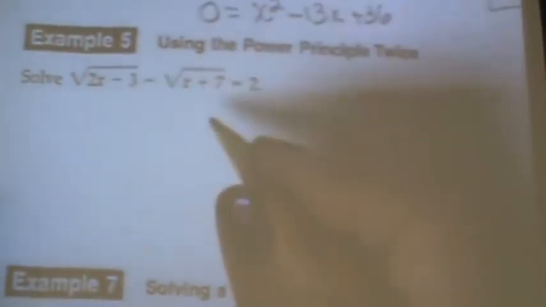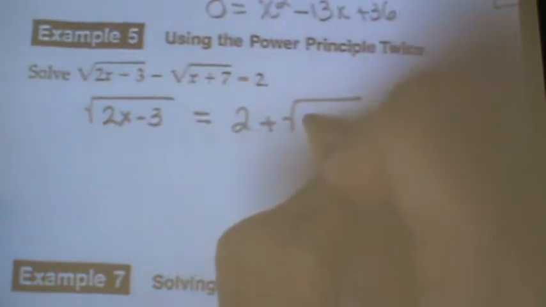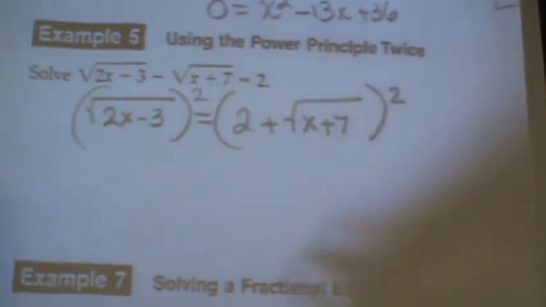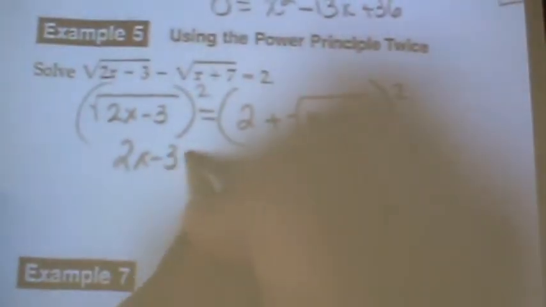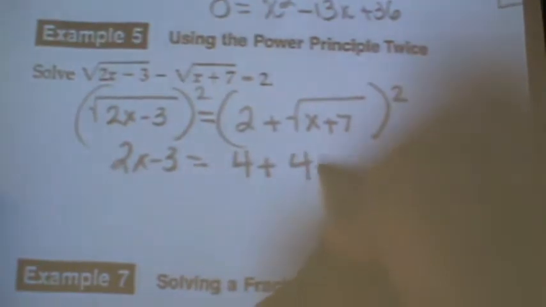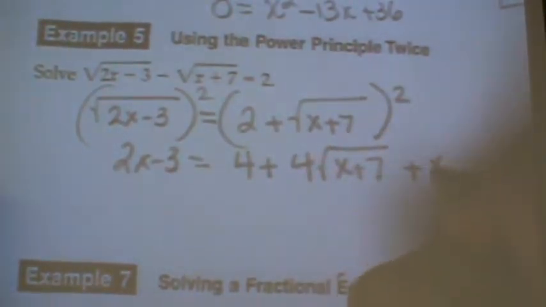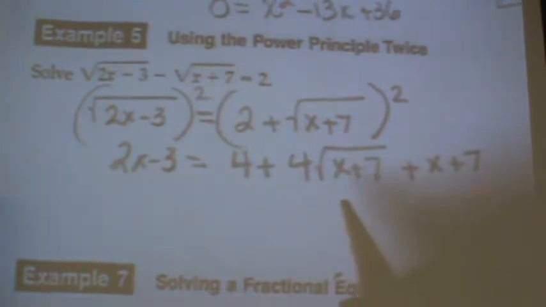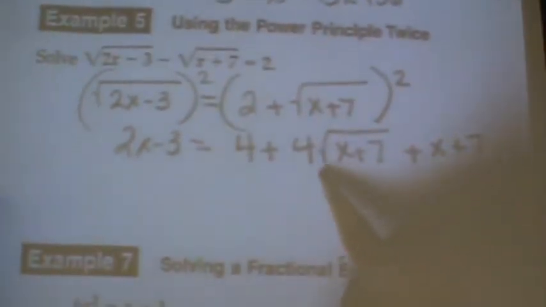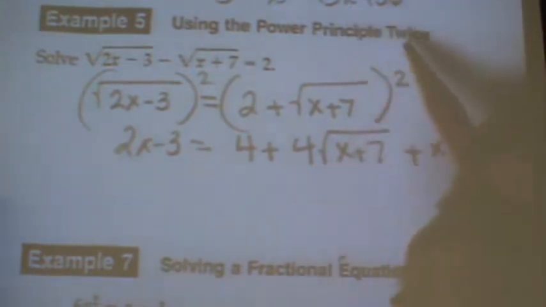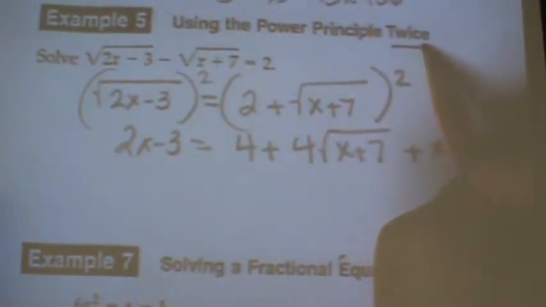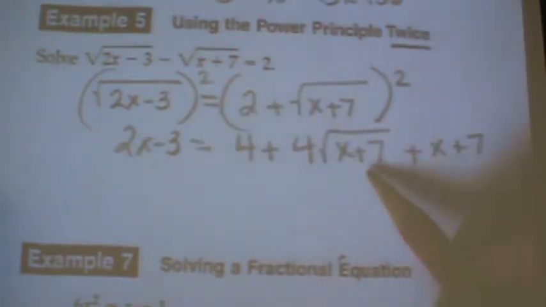Now this one, do you remember how we did this problem? You guys didn't like this one. No. What did you do? We're going to add this to the other side. And this is the one where we're going to have to square both sides. So you get 2x minus 3 equals 4 plus 4 root x plus 7 plus x plus 7. And then what did we do? Our job was to get this by itself, and then we had to square this radical how many times? Twice. We did it once here, and we have to do it again.